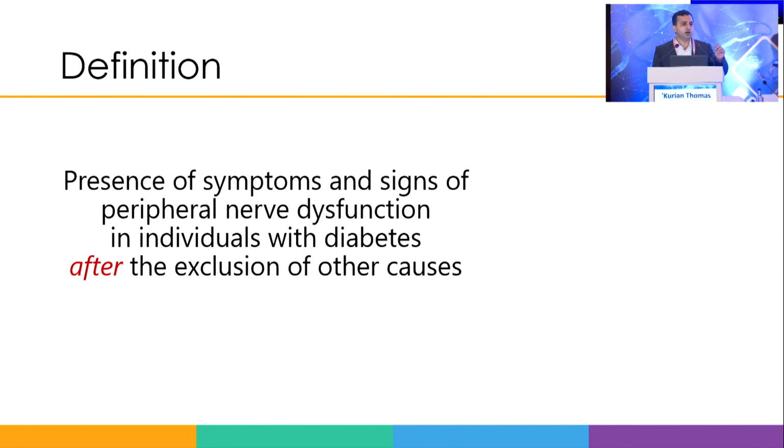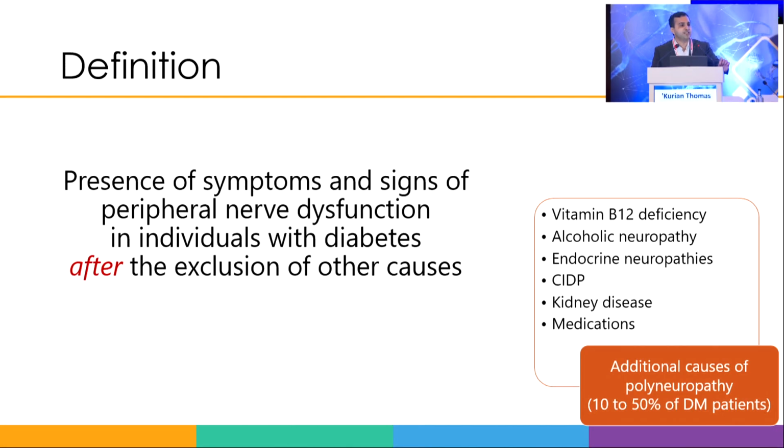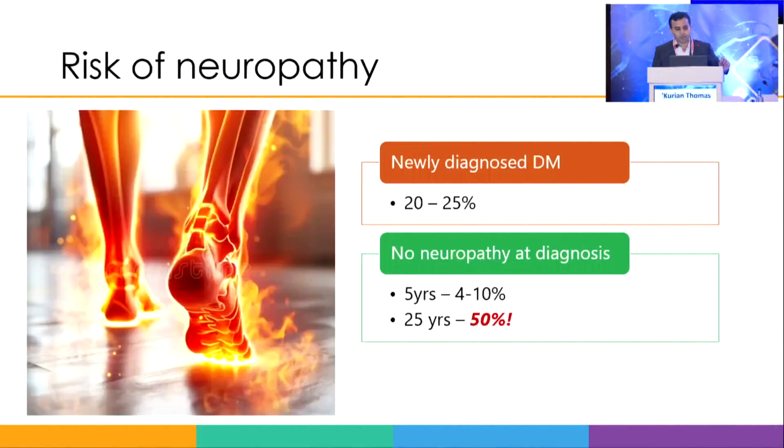should always be, don't conclude that it is due to diabetes, because up to 50% of patients with diabetes can have other additional causes of neuropathy, and many a time these may be treatable. So these may include B12 deficiency, alcohol induced neuropathy, to name a few.